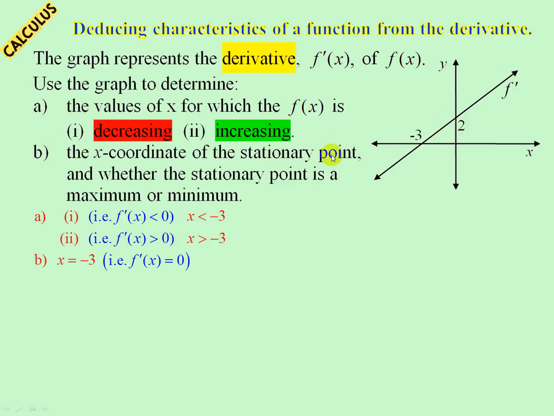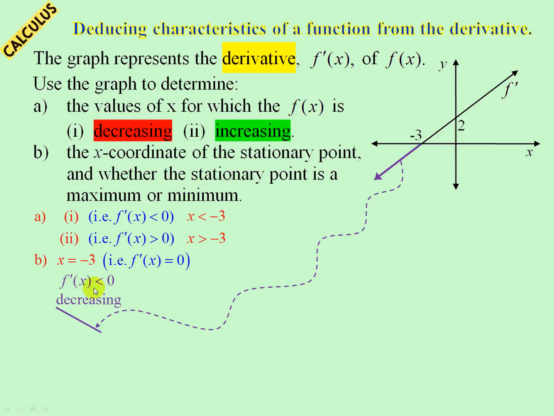The x coordinate of the stationary point is x equals minus 3. Notice, this graph cannot tell you anything about the y values, other than the behavior of the y values: increasing, decreasing, stationary points. It cannot tell you anything about the actual y values of f of x. That's why this is a misleader, because we can't use the fact that that is 2 there at all at this stage. So we have to say whether it's a max or a minimum.